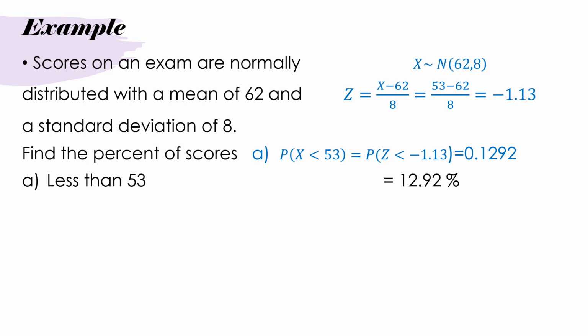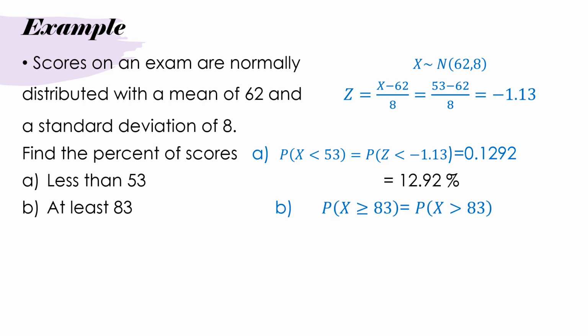So our x is normal with mean 62, standard deviation 8. We are looking for the percentage of scores less than 53. X less than 53 is the same as z less than negative 1.13. Here we are taking the z-score correct to 2 decimal places because we can make use of only 2 decimal places in the z table. So I have converted that to negative 1.13. Probability of z less than negative 1.13 using the table is 0.1292, and since it is a percentage, it is written as 12.92%.